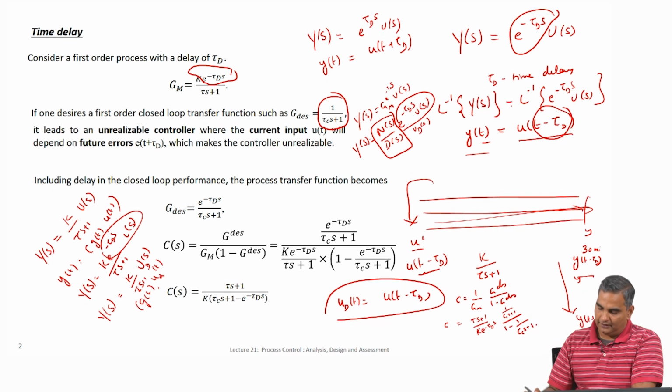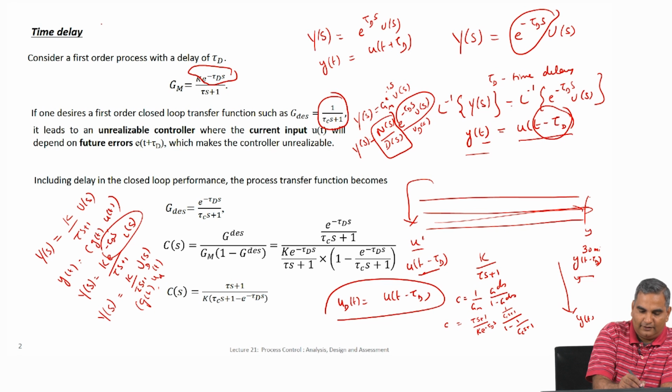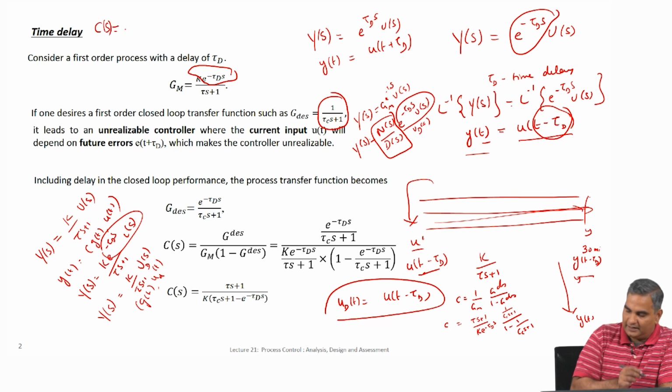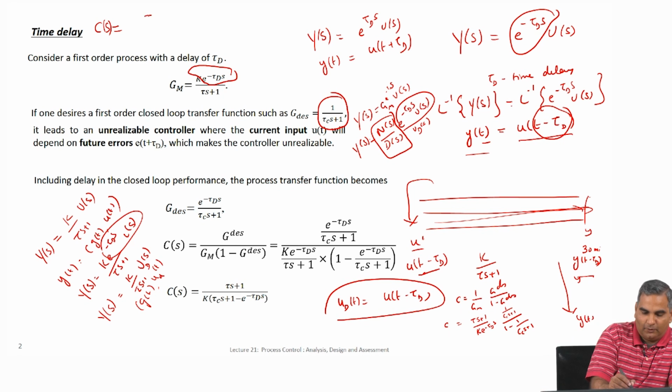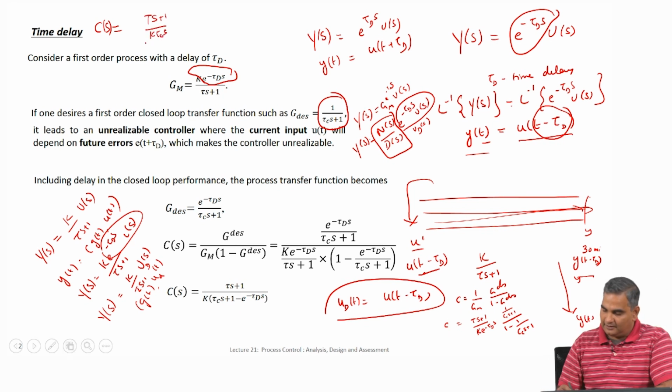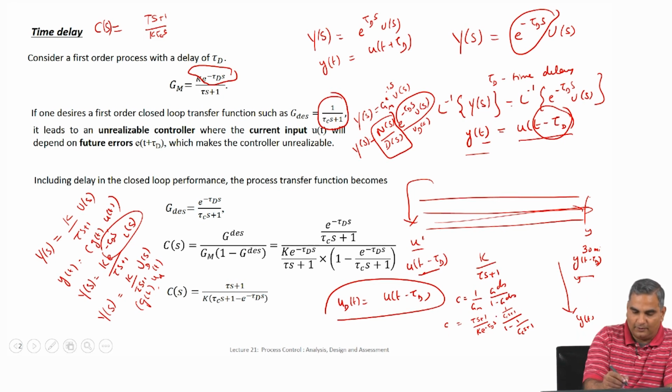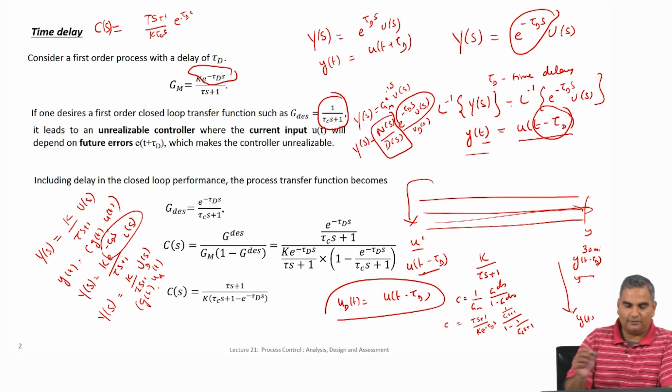Now, after you do all the computations here, I am going to write the C of s. The C of s that you will get is the following: (tau c s plus 1 minus 1) divided by (tau c s plus 1), and the tau c s plus 1 will get cancelled. I will get (tau s plus 1) divided by k tau c s, and then the e power minus tau d s will go up and become e power tau d s.